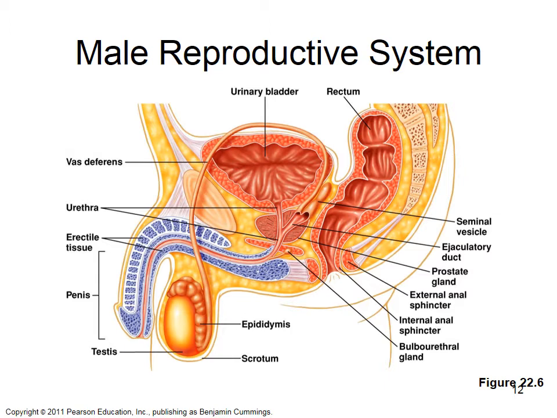And why does the testes hang outside of the body? Who knows why? So it's at the proper temperature, right? So sperm like to develop at a temperature that's slightly below body temperature. Okay?